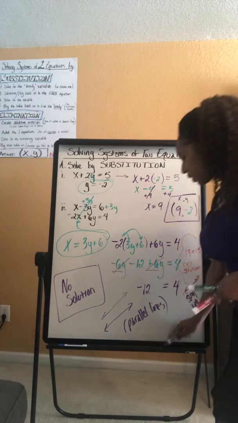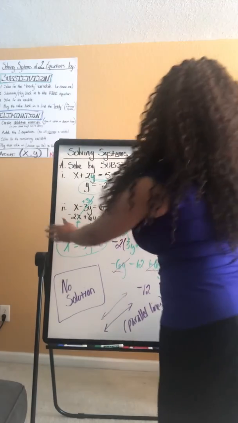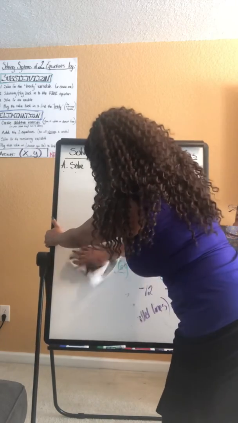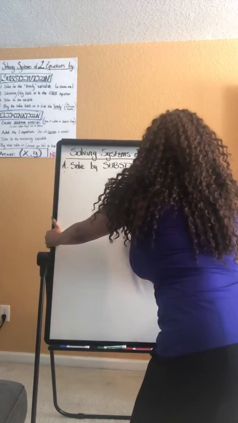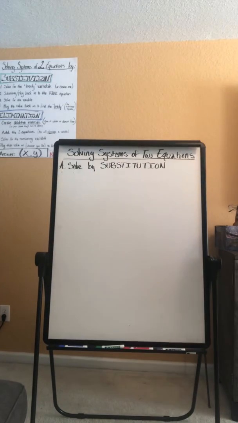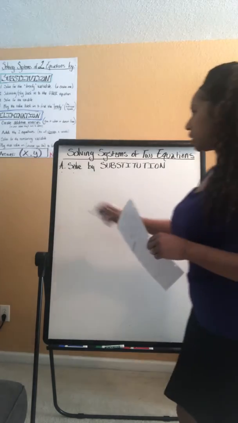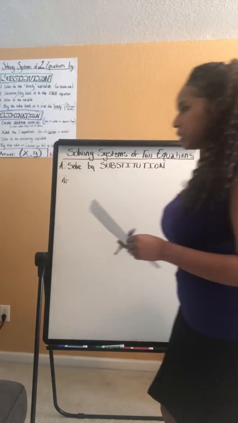Okay, let's get on to something harder than this. This was too easy. Let's go on to A3 and 4. Okay, A3. I can't find my black marker. I don't know how I feel about my colors.